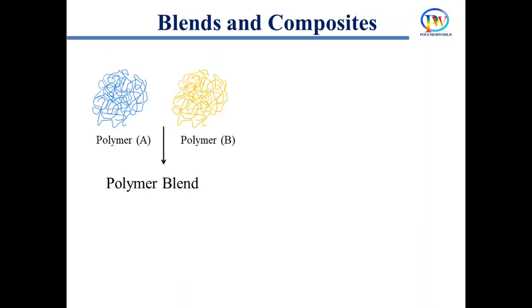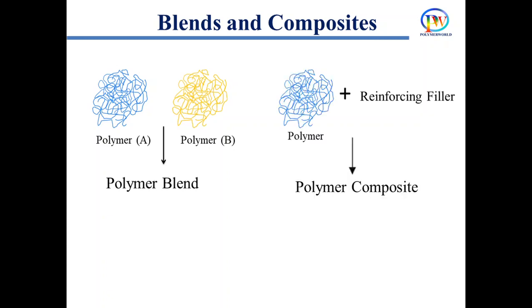If a polymer is mixed with another polymer, the resulting material is known as a blend. And if the polymer is mixed with a reinforcing filler, the resulting material is known as a composite. Now let's discuss polymer blend and polymer composite one by one.